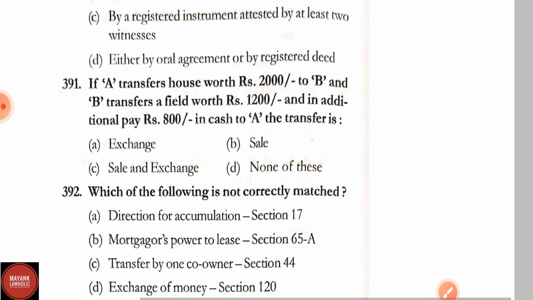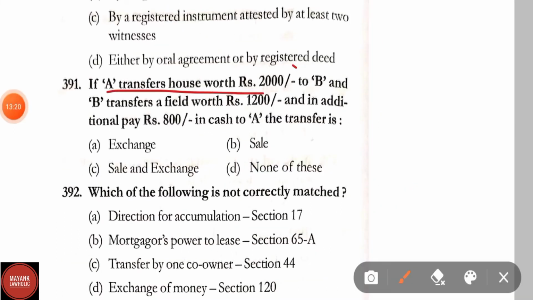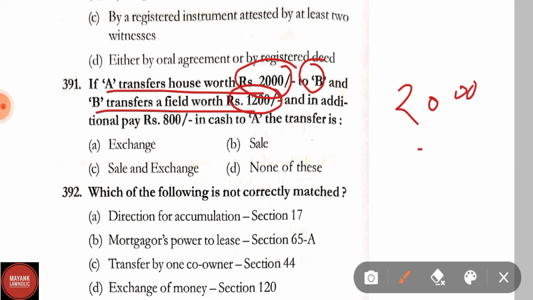Question number 391. If A transfers a house worth rupees 2000 to B and B transfers a field of rupees 1200 in addition to paying rupees 800 in cash to A, the transfer is exchange, sale, sale in exchange, none of these. Correct answer is option A, that is exchange.